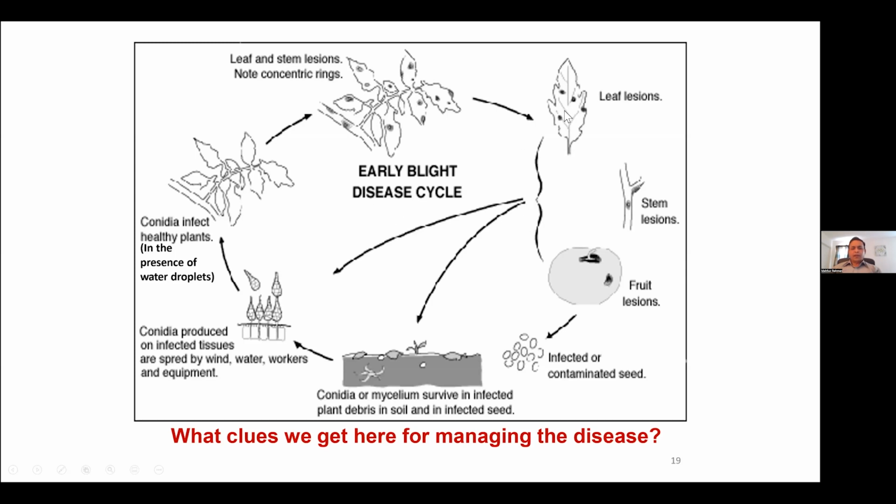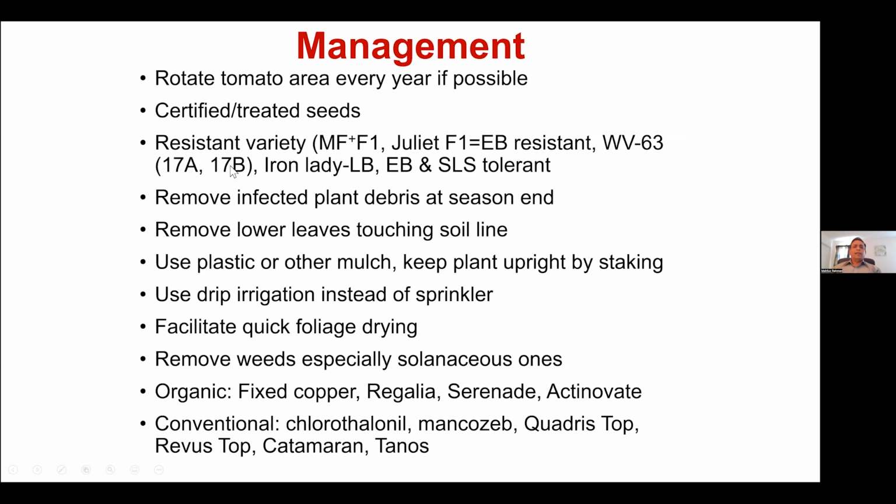And in some cases, like I showed, some of the leaf or plant debris can come directly on the ground. So what you can do, these are the major steps you can take. Rotation. Tomatoes, you rotate the area if possible for multiple years. Do not grow the tomatoes or potatoes in the same area.